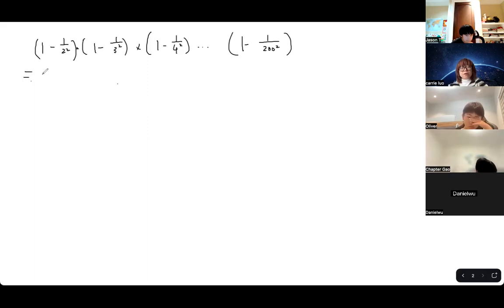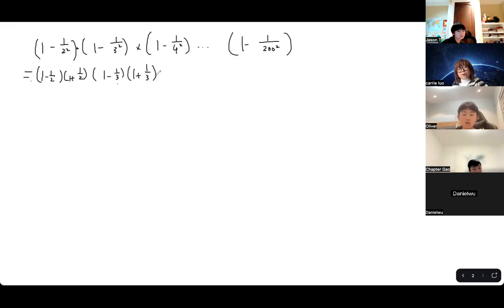Explain. Oliver, I think you got it right. So the first one is 1 minus half times 1 plus half, right? The second one is 1 minus 1/3 times 1 plus 1/3. And the third one is 1 minus 1/4 times 1 plus 1/4. And all the way to 1 minus 1/200 times 1 plus 1/200. Okay, so this one equals what?